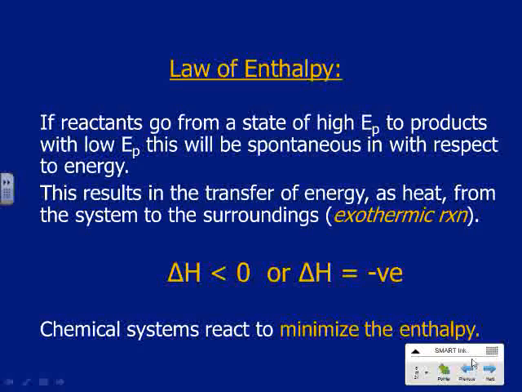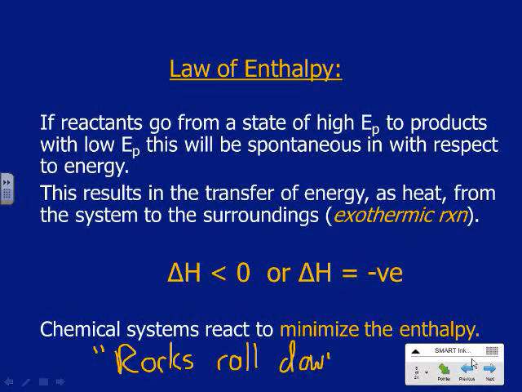And when we have a system going from high enthalpy to low enthalpy, we say it's a negative delta H. We say it's exothermic. Exothermic reactions tend to be spontaneous. And notice I said tend, because there is a second factor that affects this. Chemical systems react to minimum enthalpy. Rocks roll downhill.